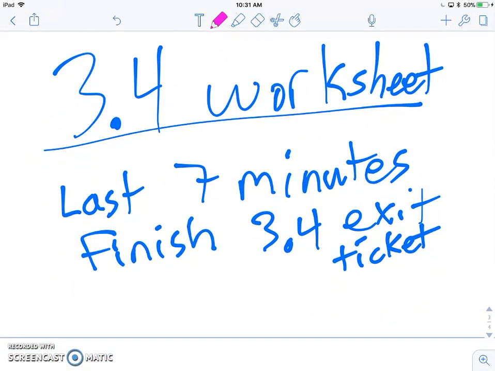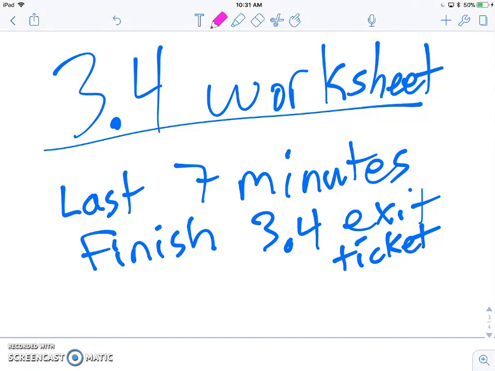Now, you guys are going to spend the rest of class working on the 3.4 worksheet. And then the last 7 minutes, you're going to work on doing the 3.4 exit ticket, which is just 2 or 3 problems. And treat this 3.4 worksheet as practice for the exit ticket so that when you get to the end of class, you can nail it and get 100% on it.